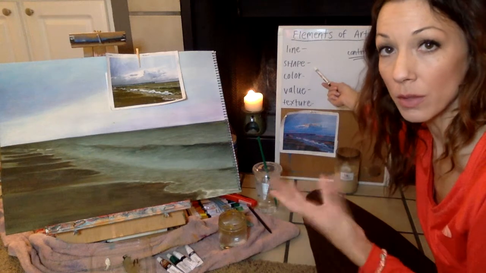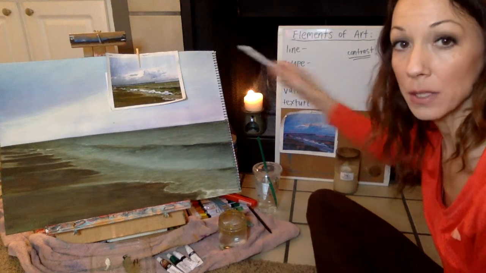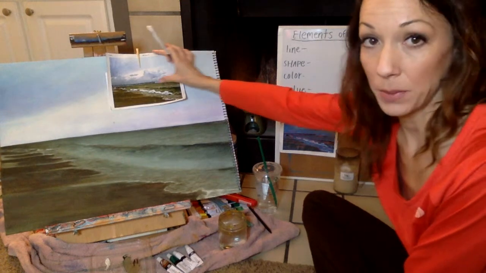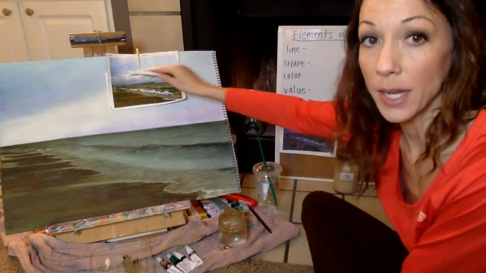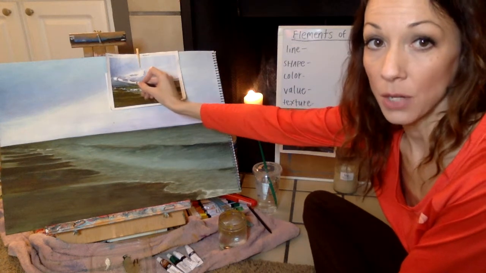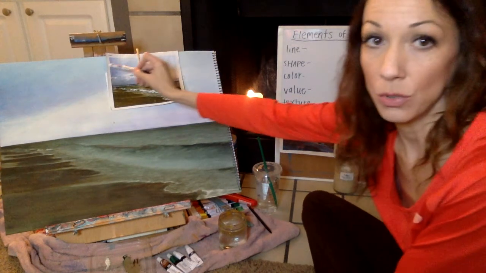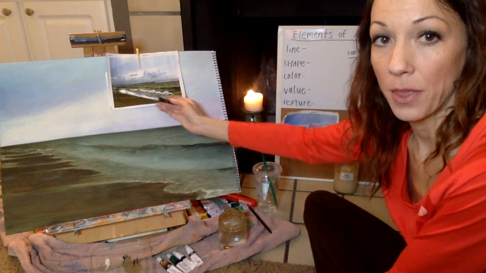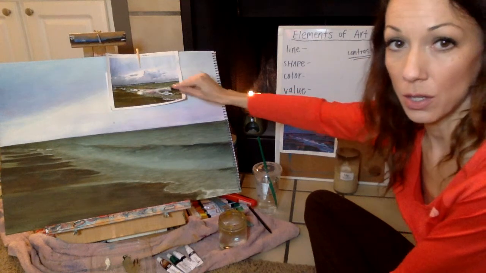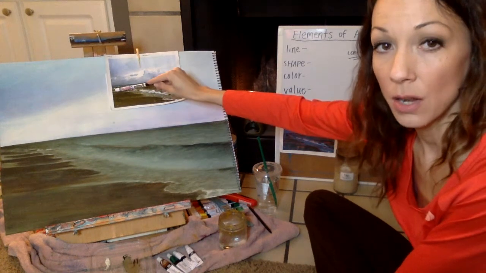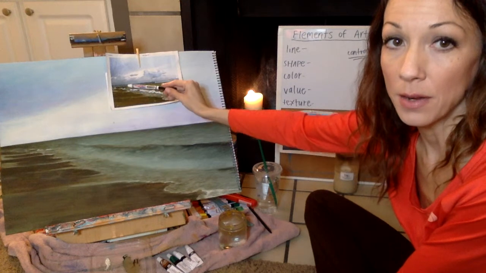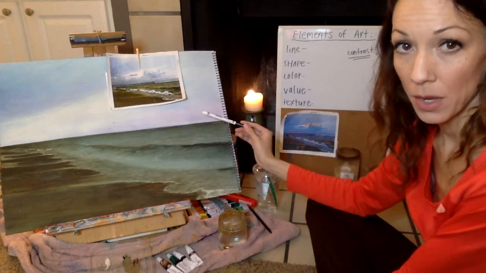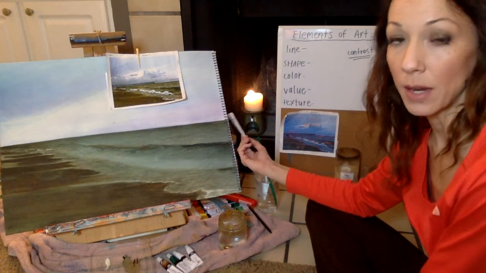What are the 3 or 4 or 5 major shapes that I see in this photograph? This top section is a rectangle. This section here, going over and over, that's a triangle. This here, that's a triangle to me. And then here, up and over, that's a triangle. So those are the major shapes that I see.